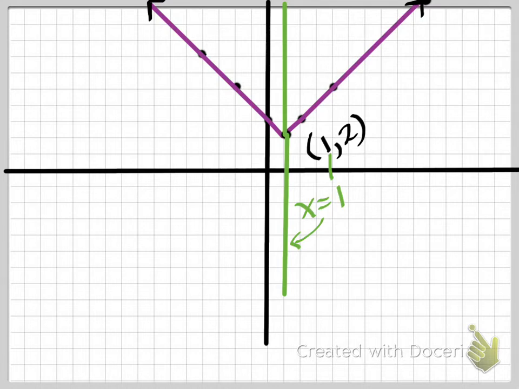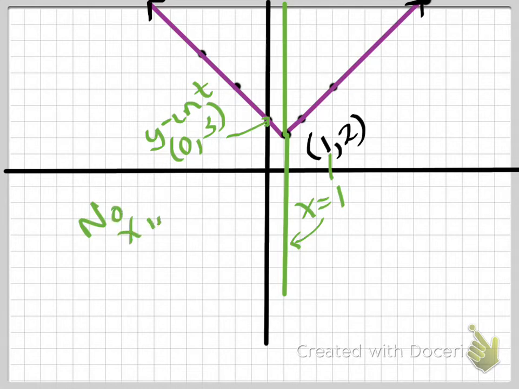So on here, another point I can pull out is my y-intercept, which is at 0, 3. There are no x-intercepts, because I do not cross the x-axis.